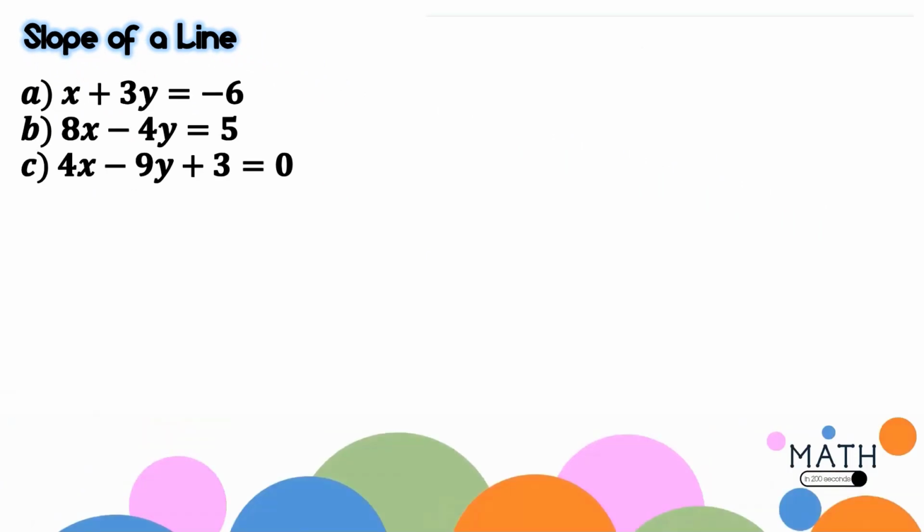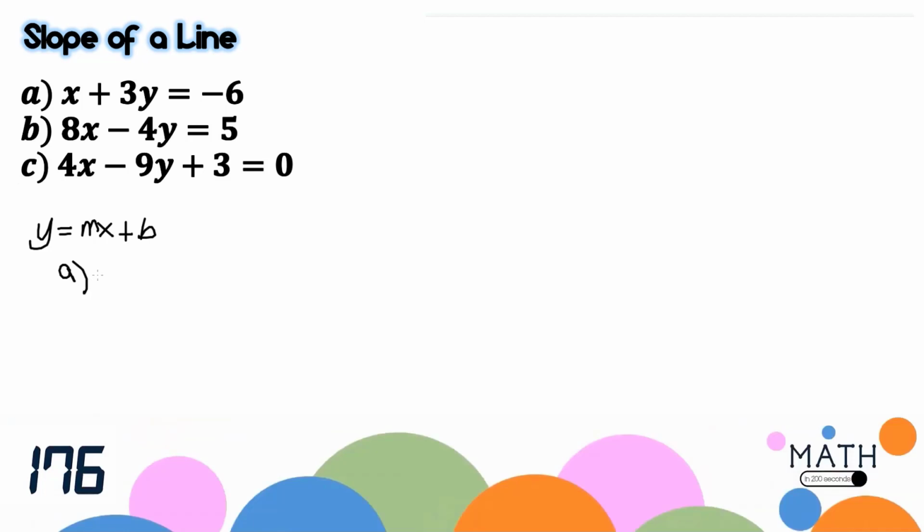Let's try to solve for the slope of a line for each of these three equations here. We can do that by converting these three equations into their equivalent slope-intercept form. The slope-intercept form is y is equal to mx plus b, where m is our slope.